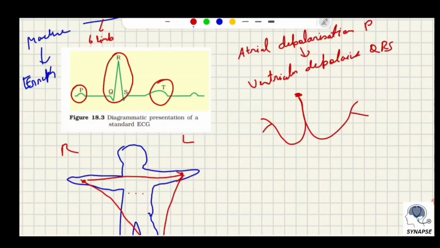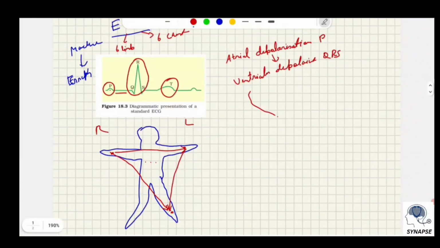Now the PR segment, the segment between the P wave and the R wave, represents the signal being transmitted from the SA node to the AV node. And if there is a prolonged PQ, meaning the P to Q interval is increased, you may say there is a certain deformity or problem with the transmission of signals from the SA node to the AV node.